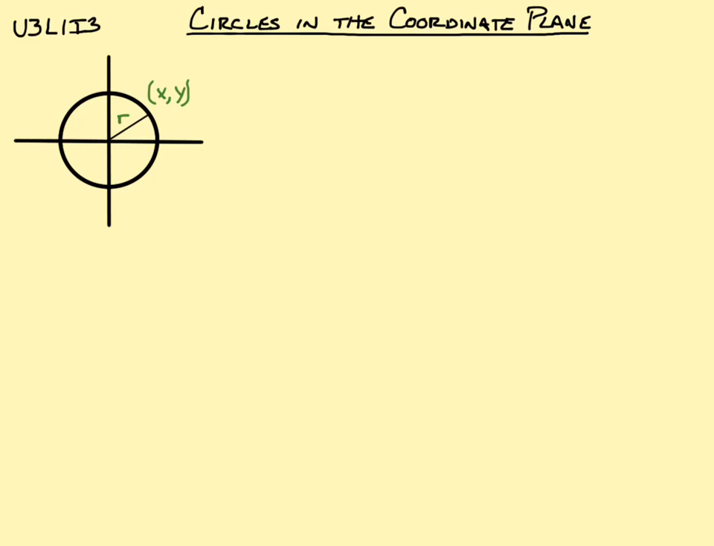We've got R, which is our radius. We've got some point anywhere on the circle. I'm just showing it here, but it could be anywhere around the circle, and that's x and y. And this one is centered on the origin, so that means we've also got a center point of 0, 0.